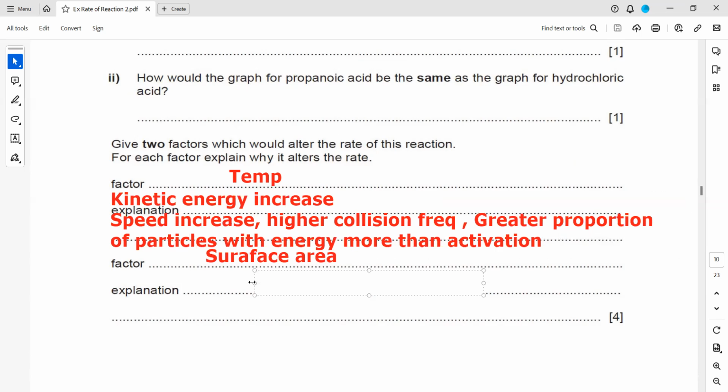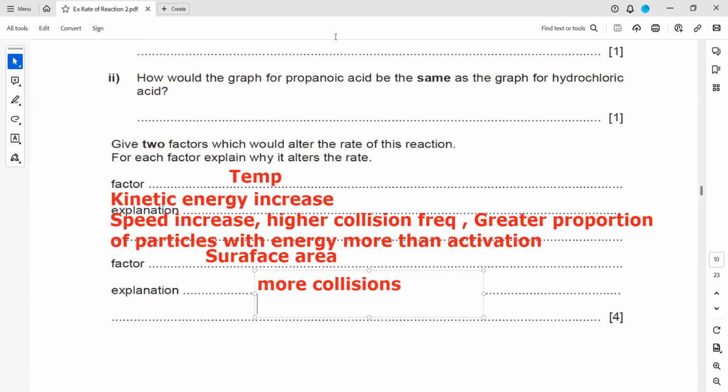Surface area: when you increase the surface area, as a result, when you use a powdered form, it will have a large surface area, so there will be more collisions. The greater the number of collisions, the greater the rate or speed of a reaction.